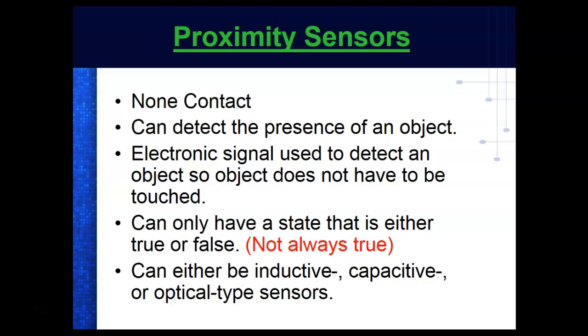So the term proximity means these are non-contact systems. They can detect the presence of an object, using electronic signals. The object does not have to be touched. They can only have a state that is either true or false. They can be inductive, capacitive, or optical type. So we have all of these here.